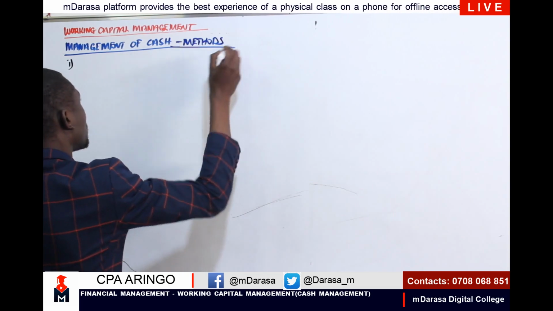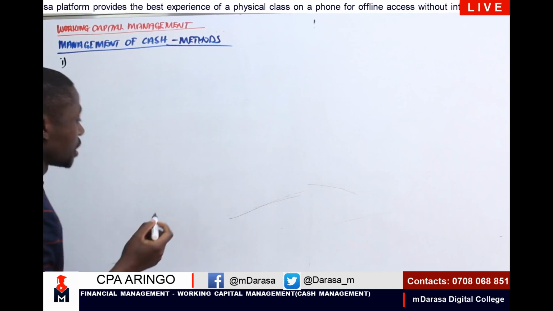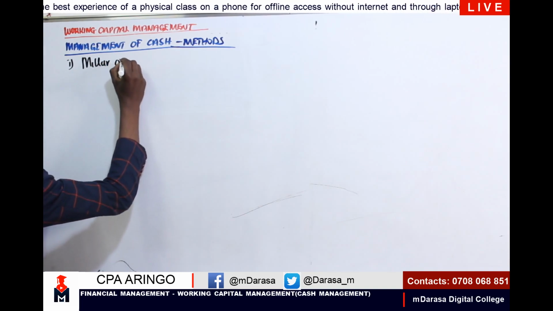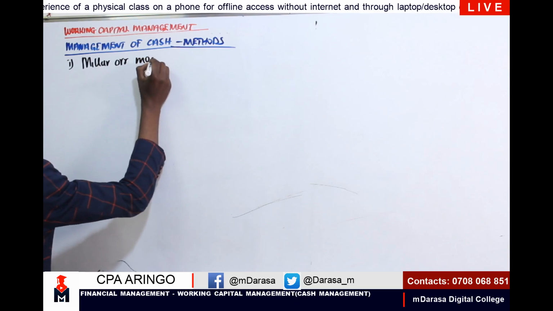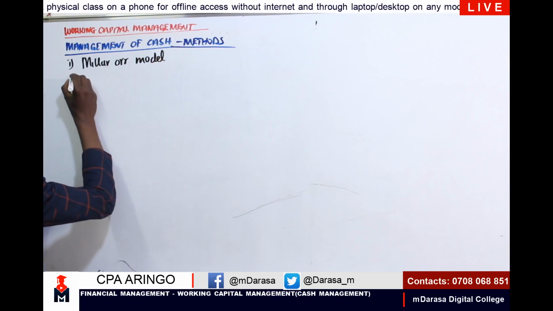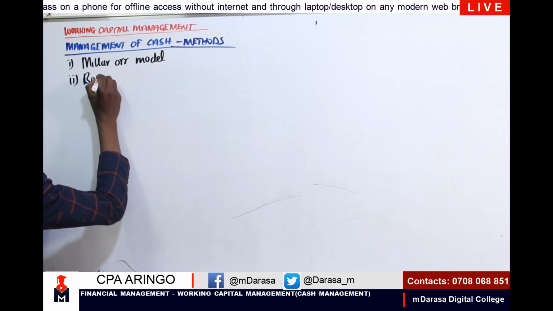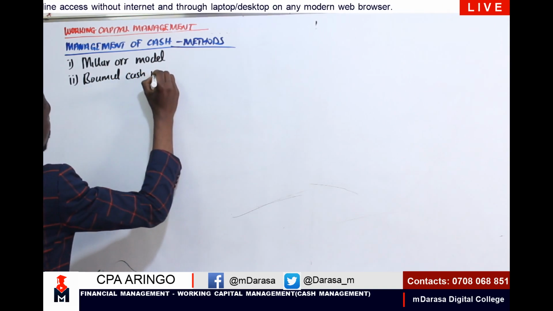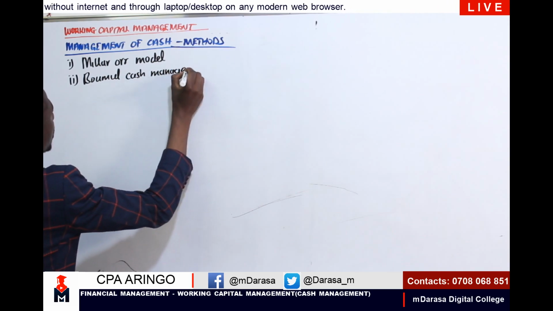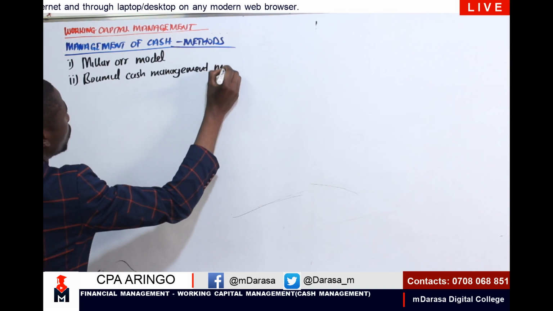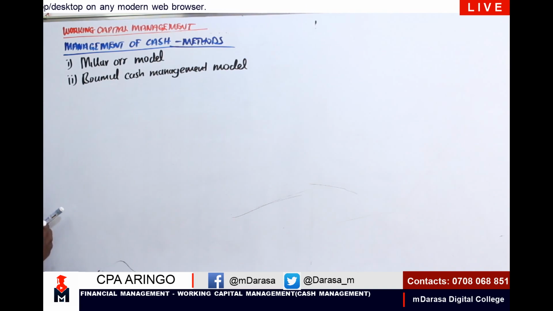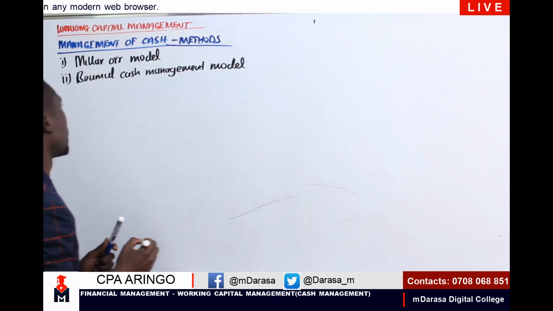Methods of managing our cash. You see that at this level, we'll be talking of two. That is, number one, Miller-Orr Model, and number two, Baumol cash management model. So we'll be talking of these two models: the Miller-Orr cash management model and the Baumol cash management model.